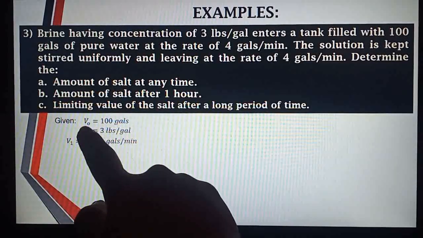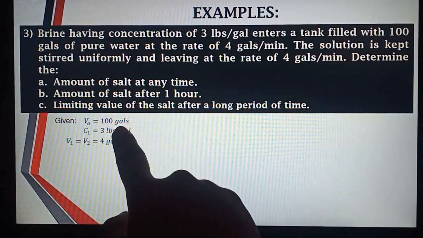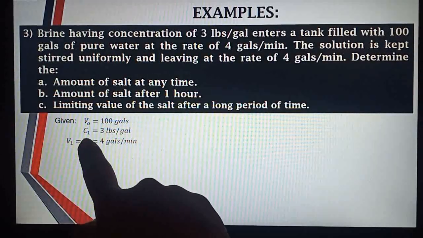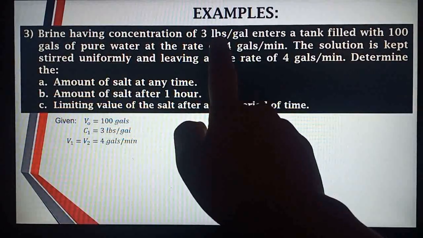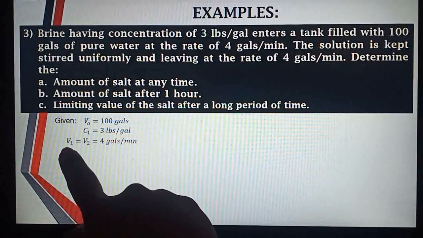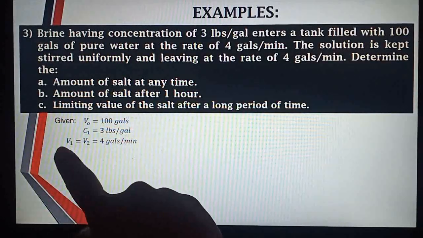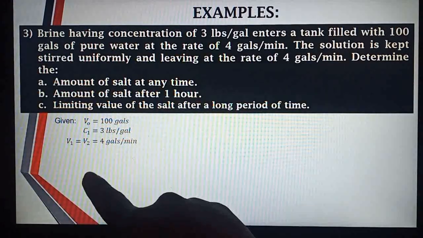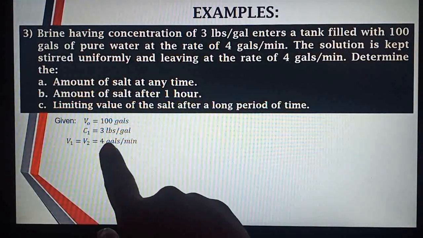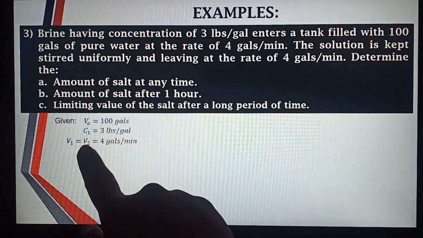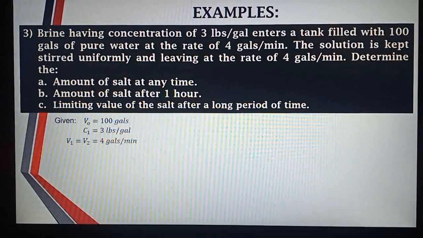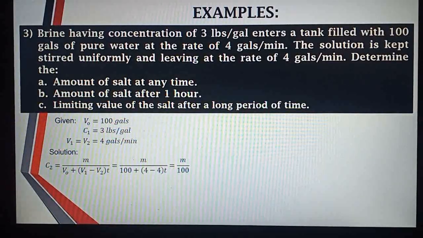Identify first the givens. Our initial volume is 100 gallons. For our input concentration, that is 3 pounds per gallon. Then for the input volume rate, that is 4 gallons per minute. Then also leaving at the same rate, which is 4 gallons per minute. So that is equal to V2. So V1 is equal to V2.